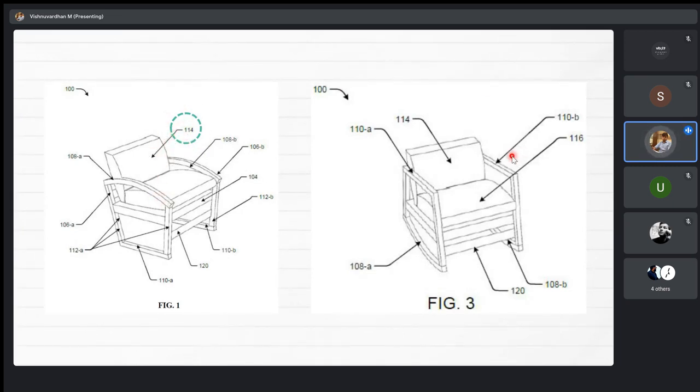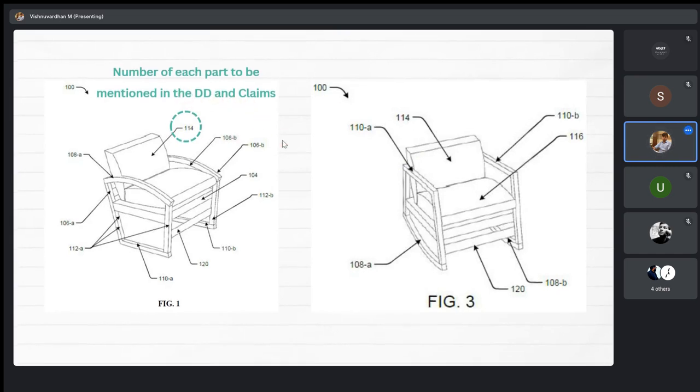I'll give you an example of this when I show it to you in the detailed description. Okay. So whenever you write seat cushion, write seat cushion in brackets 114, so that the examiner is absolutely clear what you're talking about. Okay. So here, see, the top seat cushion is called 114, and then the bottom seat cushion is called 116, so that there is no confusion for the examiner when he's checking your application. Have separate numbers and mention the number each time, so that there is no ambiguity later on. Okay. So number of each part to be mentioned in the detailed description and the claims properly. Okay. Do not miss this.